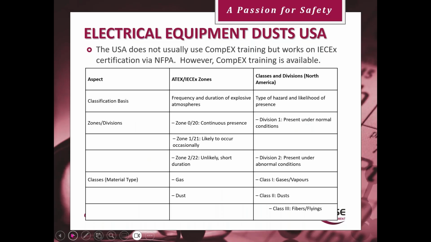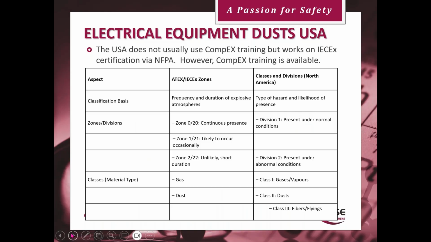So the aspect that we're looking at is classification basis. ATEX and IEC look at the frequency and duration of explosive atmospheres, and classes and divisions in North America look at the type of hazard and the likelihood of its presence. In zones and definitions, we have zone 0 and zone 20, a continuous presence under ATEX, 0 for gases and vapors, 20 for dust. And under the American system, you've got division 1, which means it's present under normal conditions.